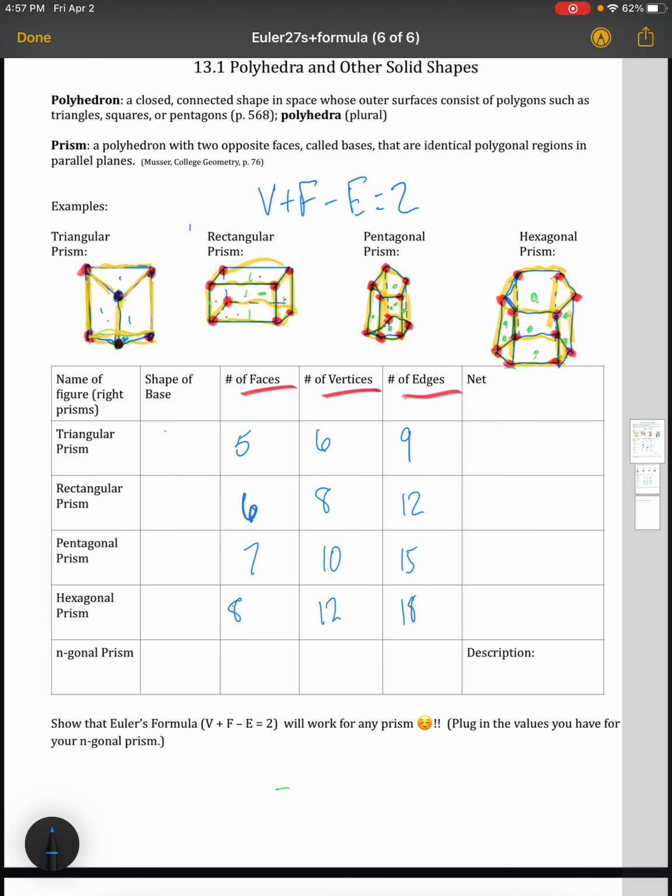We'll do the triangular prism first, and we'll look at the faces. We have 5 plus 6 minus 9 equals 2. We have 11 minus 9, and that equals 2. So it does work for that.